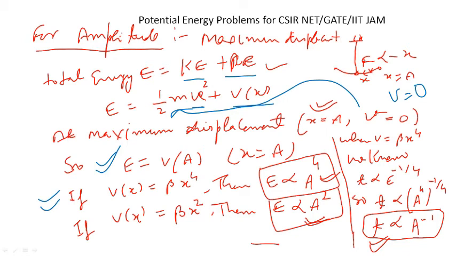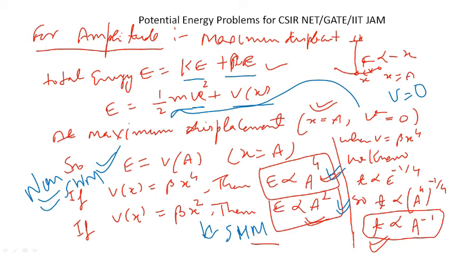So in the non-simple harmonic case, energy is proportional to a to the power 4. Here a is amplitude, and for the simple harmonic case, your energy is proportional to the square of the amplitude. Again, these two are very important relations, and you have to remember this, right? This is the non-simple harmonic case. I will also write this.